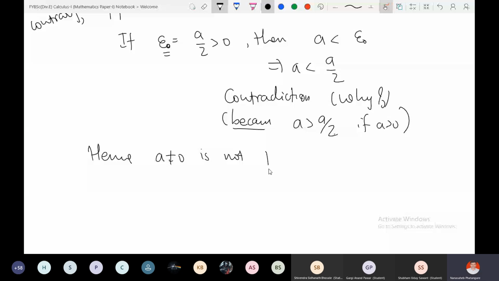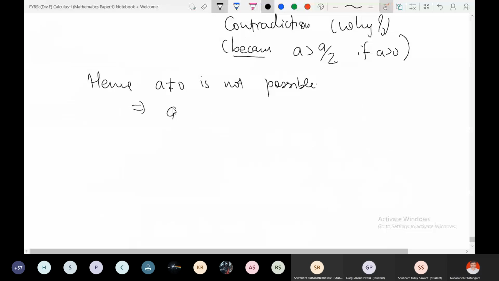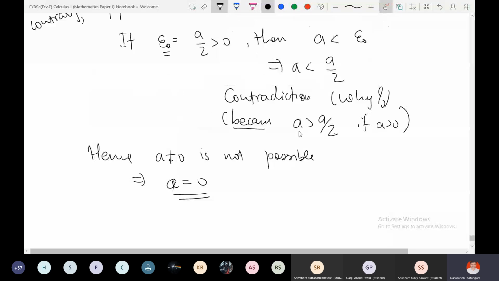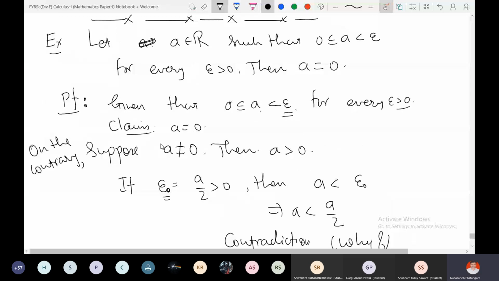Therefore, what is the only possibility? The only possibility is a is equal to 0. Therefore, a has to be 0. That's it. Therefore, if a number is non-negative and it is less than every positive number, then it must be 0. So this is a very interesting thing and a very useful analysis. And you should remember this.